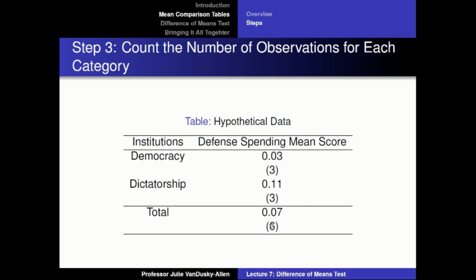And there were 6 observations total, 3 plus 3. So we write a number 6 in the parentheses under the mean score for all observations.